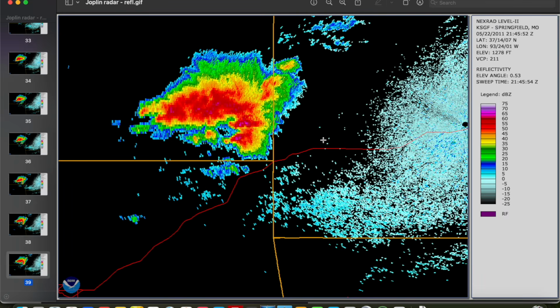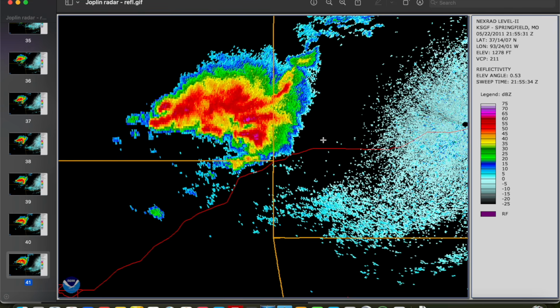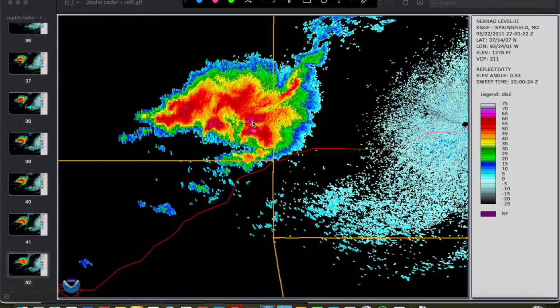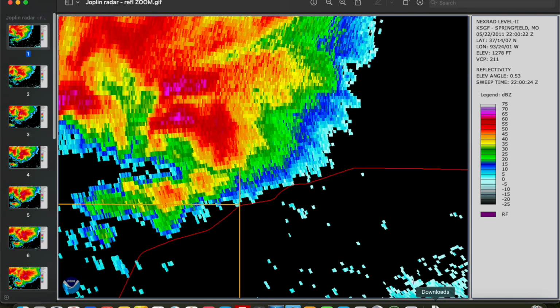So we continue to go on with time, and you can see that storm A starts to merge with the ongoing supercell up here toward the north, and storm B starts to develop its own mesocyclone and hook echo. We'll zoom in here, and this is at 22Z, so 5 p.m.